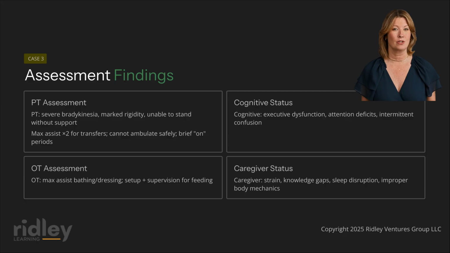Occupational therapy evaluation reveals dependence in bathing and dressing, requiring maximum assistance for both. Self-feeding is accomplished with setup assistance and supervision, though slowed eating pace and occasional difficulty with utensil manipulation are noted. He requires verbal cueing and supervision throughout meals to maintain safe swallowing.